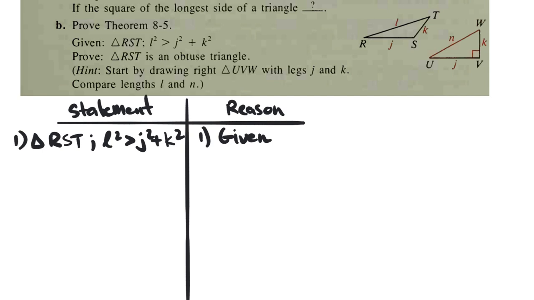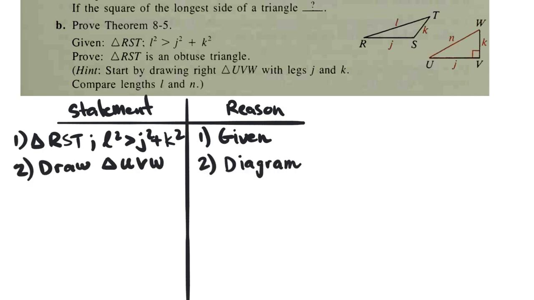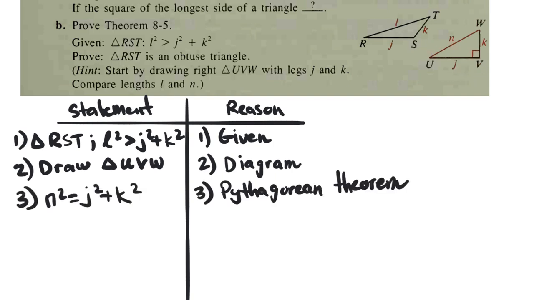We're going to use the theorems to prove it, and we're going to go with that hint. The hint says, start by drawing the right triangle, UVW, with legs j and k. So I drew it, and we have that diagram here. What we're going to do is compare lengths from this triangle to this triangle. And if this is a right triangle, we'll simply say that n squared is equal to j squared plus k squared, because it's a right triangle, and we can follow the Pythagorean theorem with that.